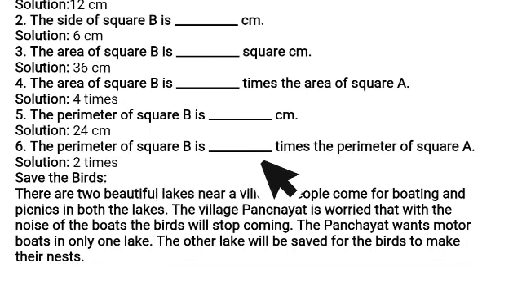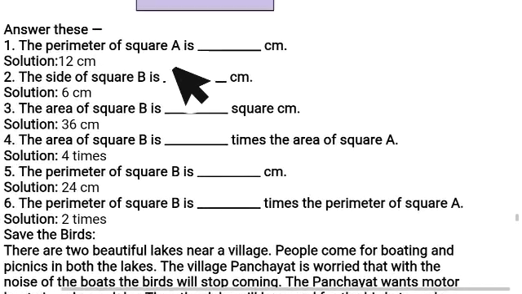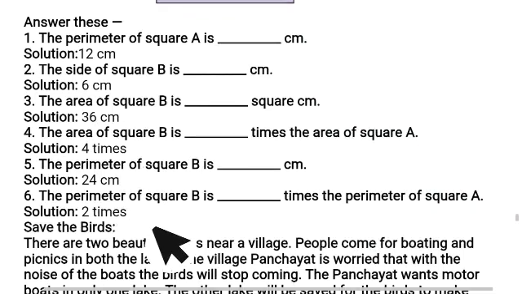The perimeter of square B is dash times the perimeter of square A. So the perimeter of square A is 12 centimeter, and the perimeter of square B is 24 centimeter. It means 12 and 24. 24 is double of 12. That's why it is 2 times that of square A.